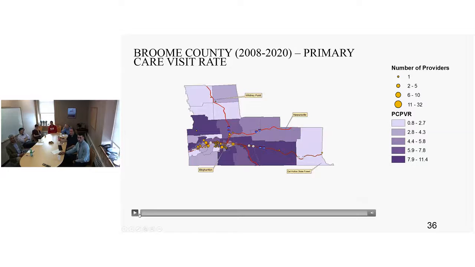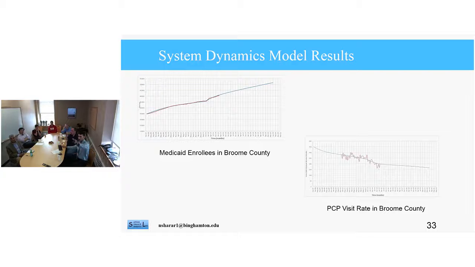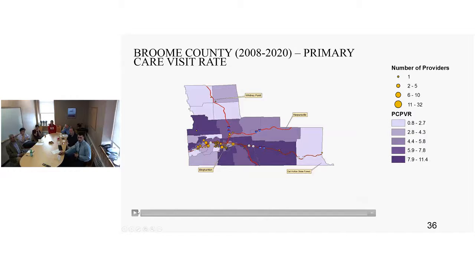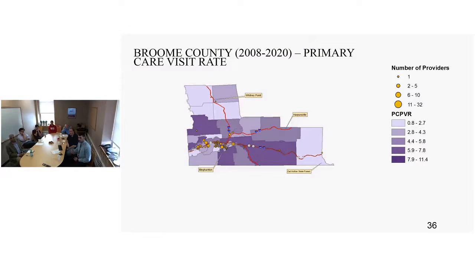So this one shows the primary care visit rate. If you remember, the number of Medicaid enrollees in Broome County was increasing, but the primary care visit rate was decreasing in Broome County. So I ran the model from 2008 to 2020. The color is getting lighter, so it means that the primary care visit rate is decreasing.